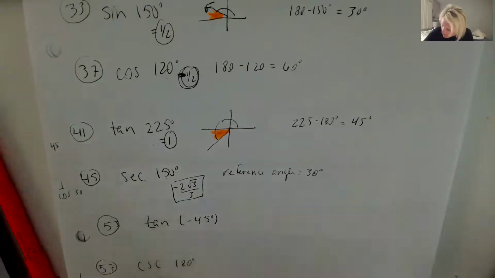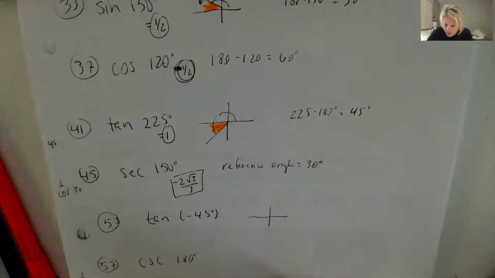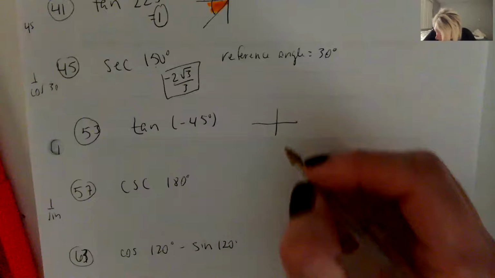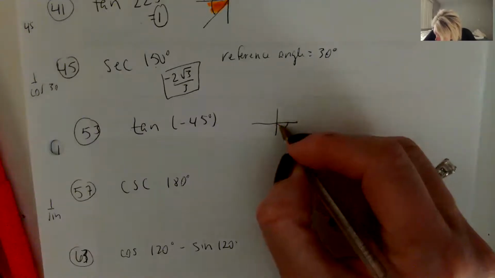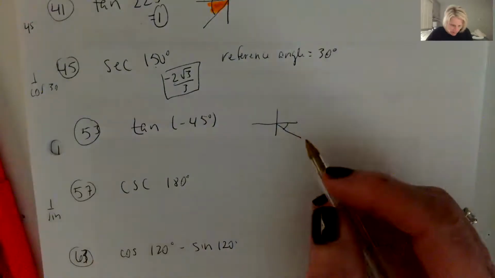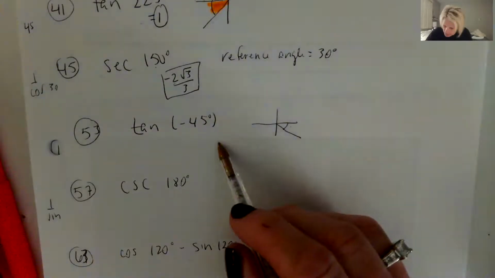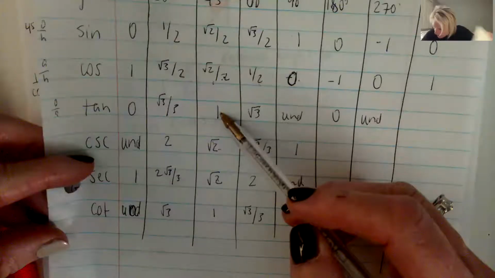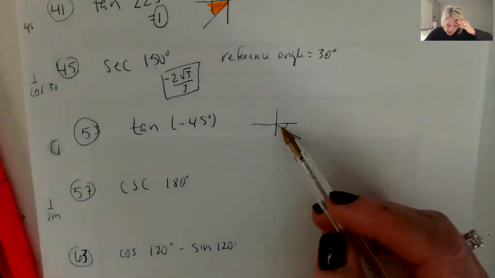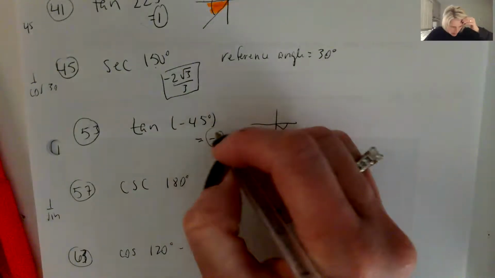Tangent of a negative 45. So that means we're going in this direction, 45. So its reference angle is 45, but it's in the fourth quadrant. So tangent at 45 degrees is 1, but sine is negative and cosine is positive. So tangent will be a negative 1 there in the fourth quadrant.